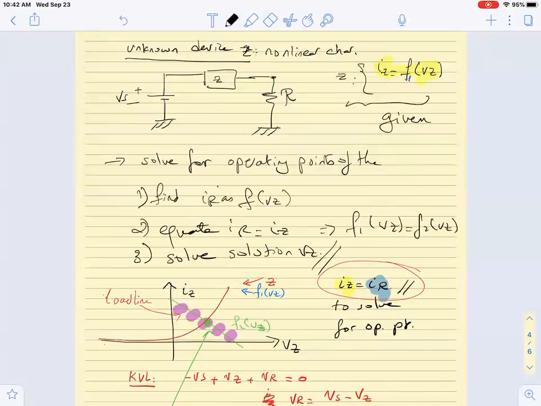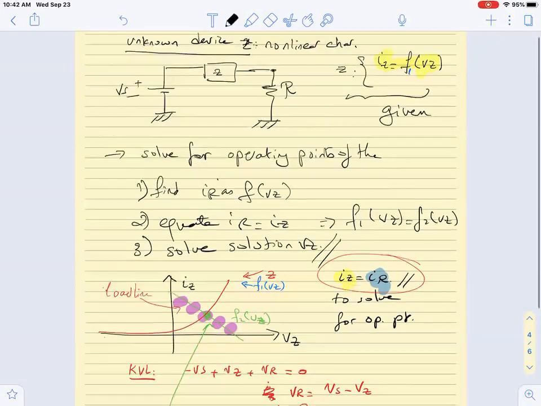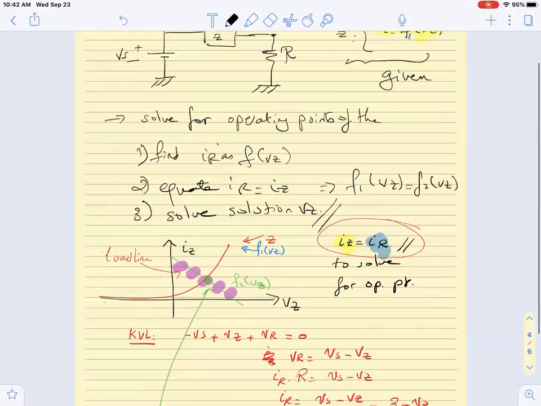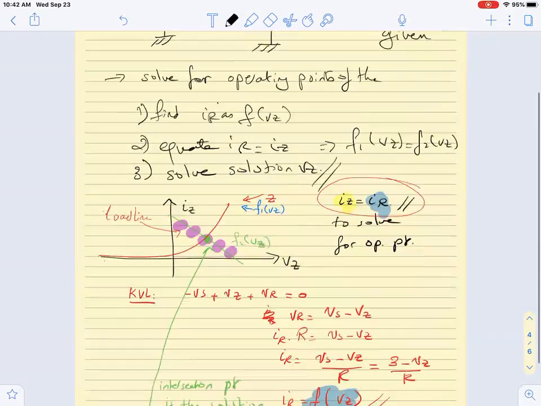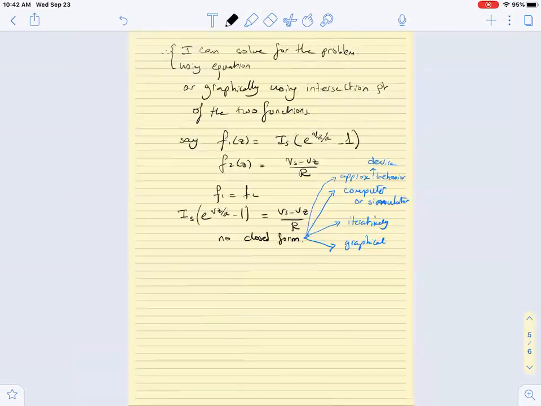Clear, professor. Excellent. Okay. Thank you. So, we found F2, we found F1, and we found the characteristics, and I can solve it graphically or iteratively. Okay. Let us now go back to the circuit that we were drawing in the beginning, where I have a diode that looks like this.